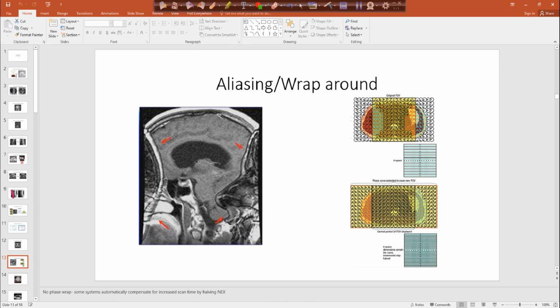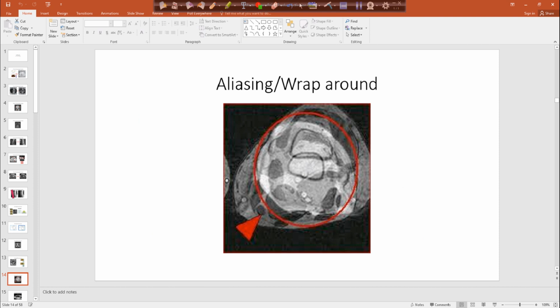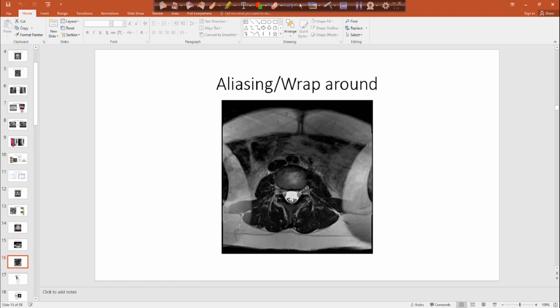This takes longer because, anytime you increase your phase encoding steps, this is your scan time. You have to basically fill all of K-space to finish a particular scan. So if you increase the number of rows, your scan time is going to go up. That's why it's part of the scan time equation. TR times phase encoding steps times NEX. Here's a phase wrap with the knee, with the foot, with the L-spine, with the hips wrapping in on either side.